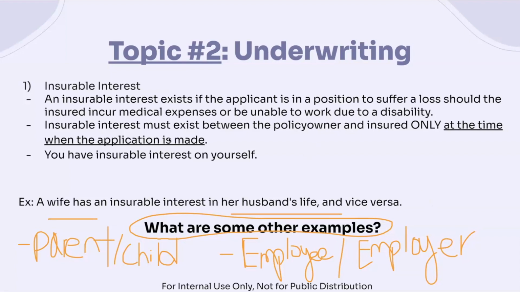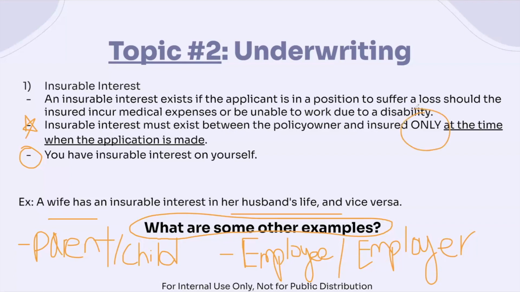Okay. Now, remember, sometimes you might purchase insurance on yourself, right? So what happens then? Well, the good thing is you have insurable interest on yourself. So you're welcome to purchase insurance on yourself because you have insurable interest on yourself. And something important to note is that insurable interest must exist between the policyholder and insured only at the time the application is made.